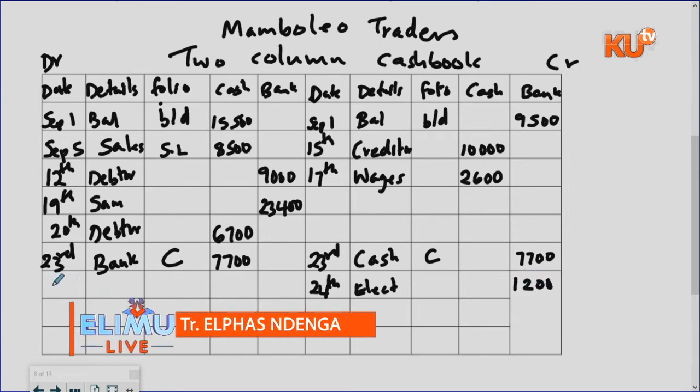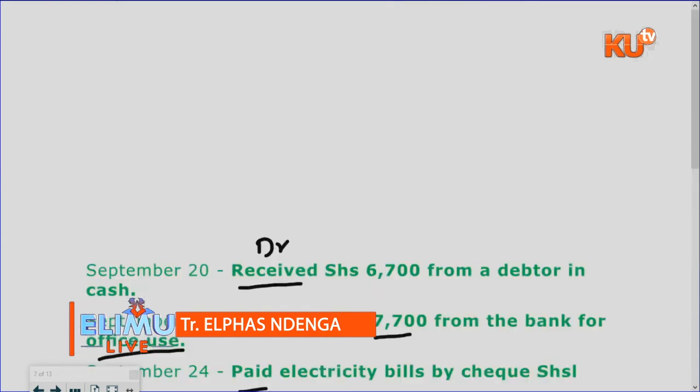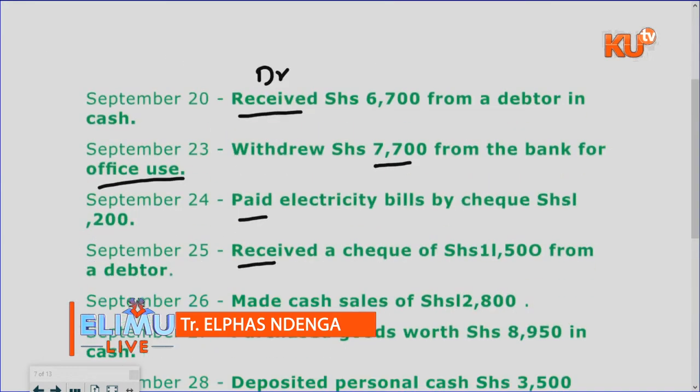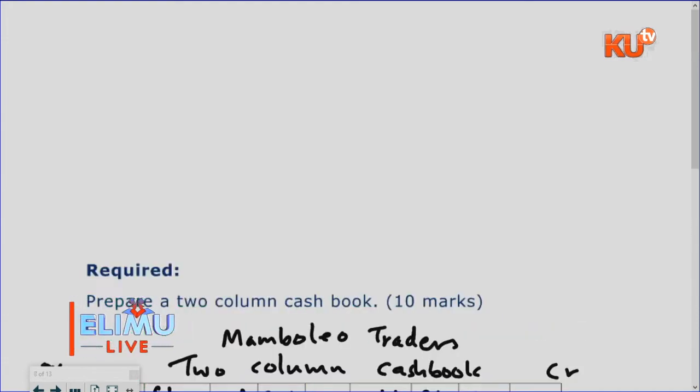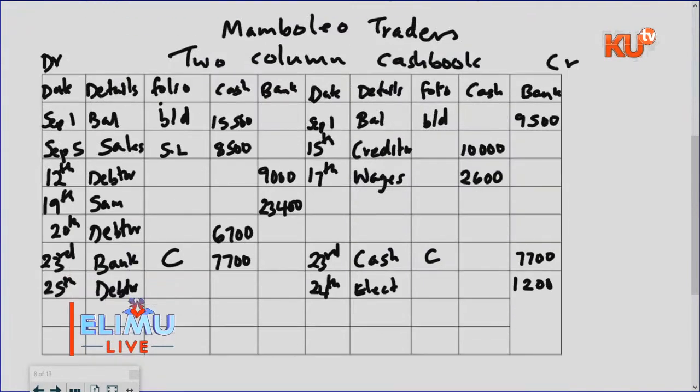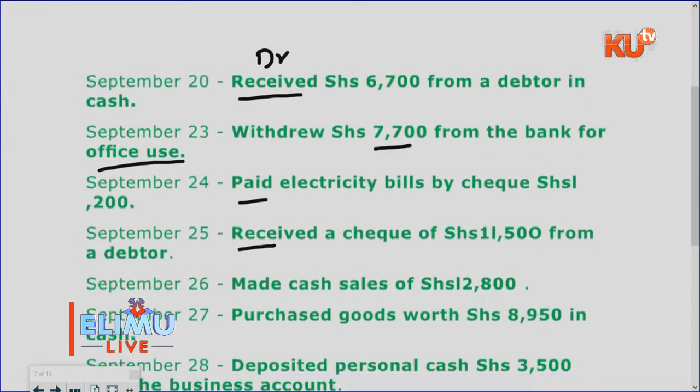Then now, next we are receiving, that is 25th. 25th is receiving from Adeta a check of how much? Received a check of 11,500. So we'll capture this one under the bank, 11,500. Good. Let's now wind up, the next is 26th.